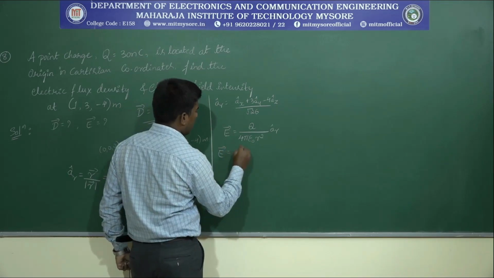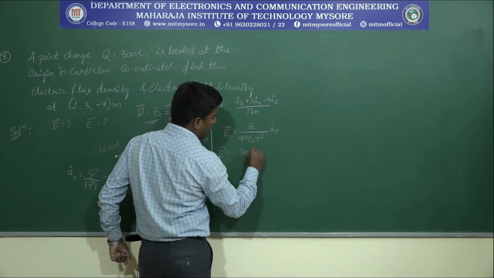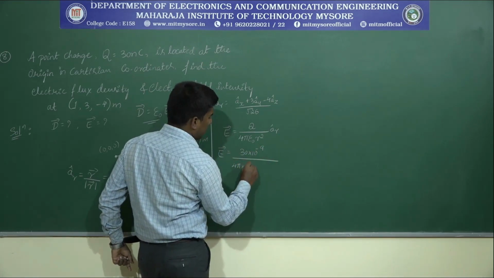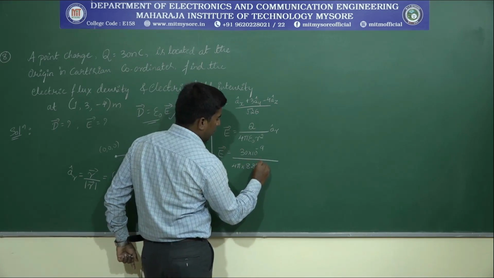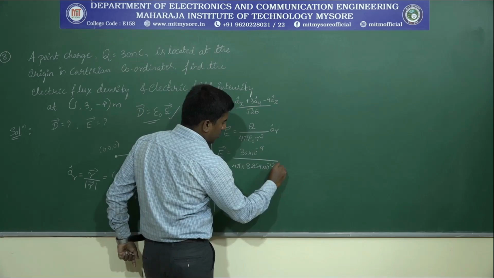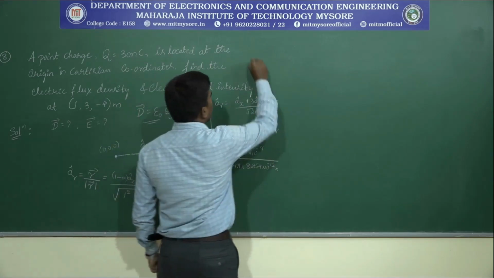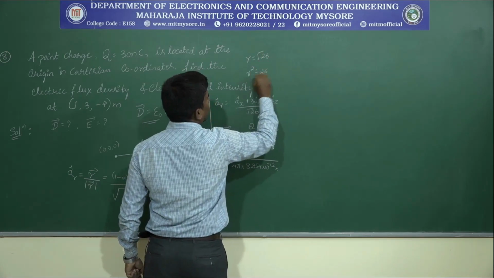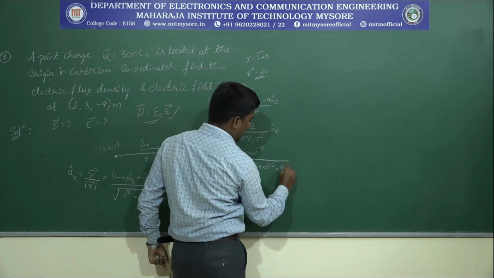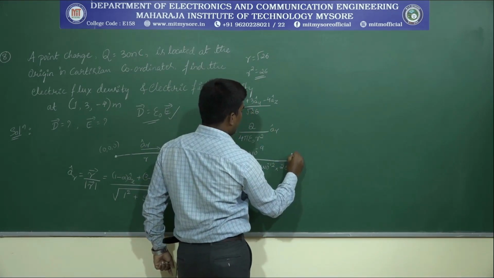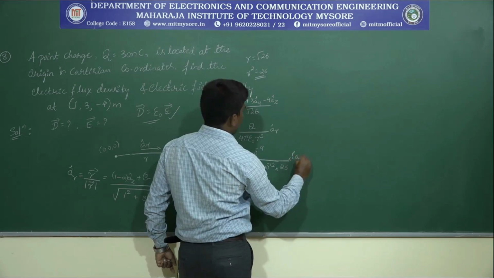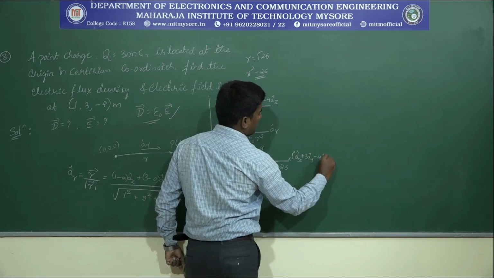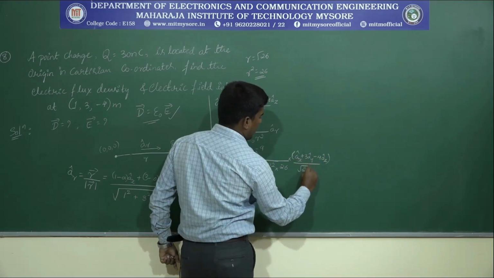Therefore E is equal to, what is the value of Q? 30 nanocoulomb, 30 into 10 power minus 9 divided by 4 pi into epsilon naught, 8.854 into 10 power minus 12, into r square. What is the value of r square? We know that r is equal to root 26, so r square is just 26, into a cap r. What is the value of a cap r? a cap x plus 3 a cap y minus 4 a cap z divided by root 26.